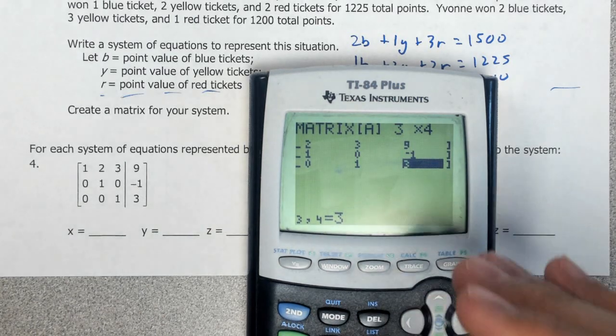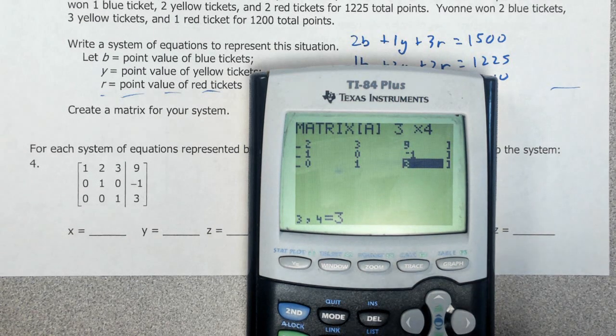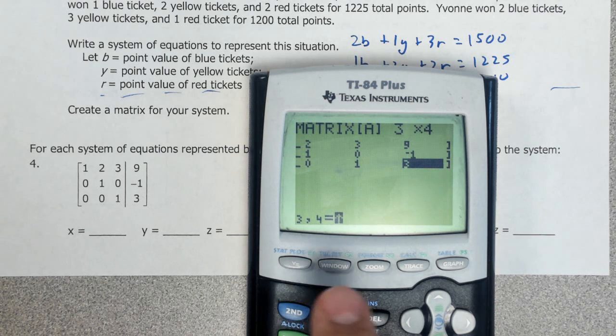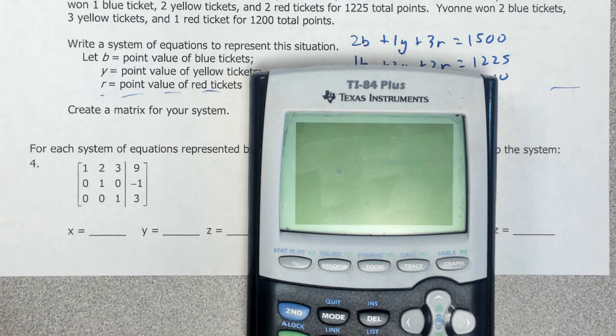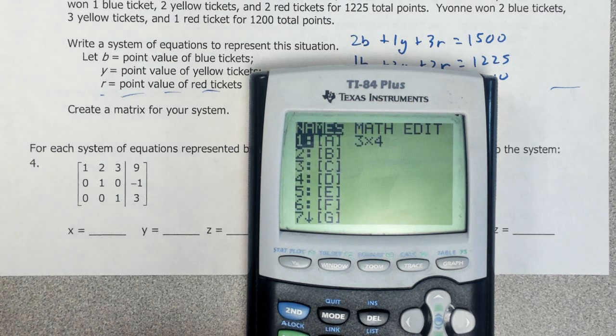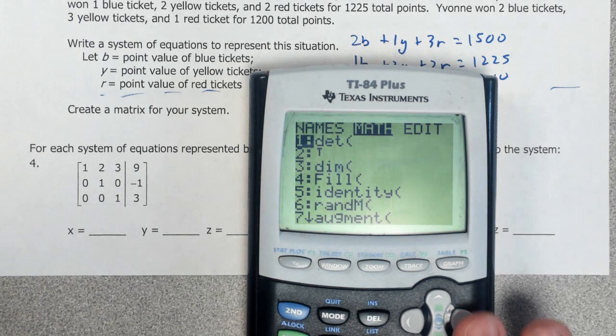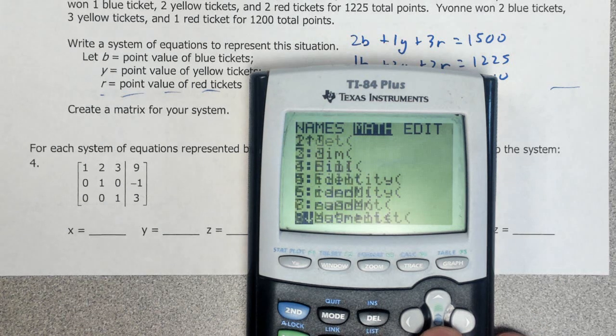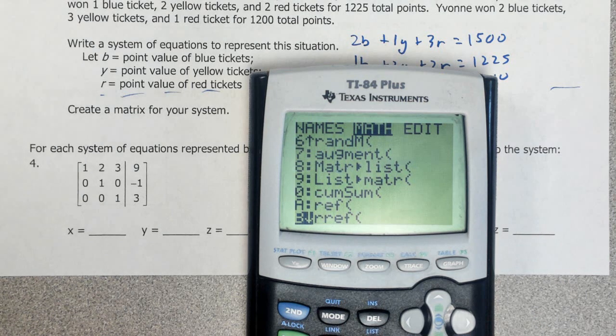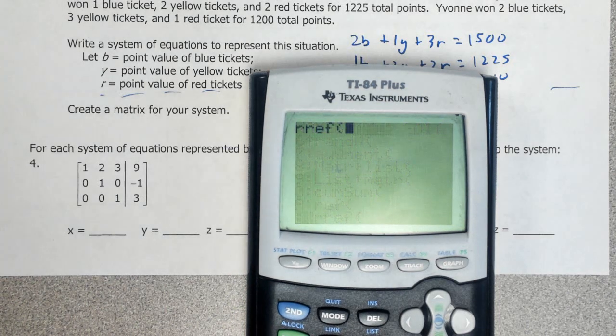You need to make sure you press enter at the end. If you do not press enter at the end, it can cause problems. Once you press enter, you also need to quit. If you don't do those 2 things, you run into problems. Now we can go back to matrix. We did edit. Now we need to go to the math. We are going all the way down to RREF. That is reduced row echelon form.